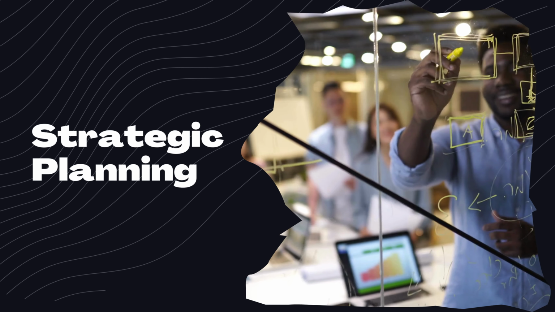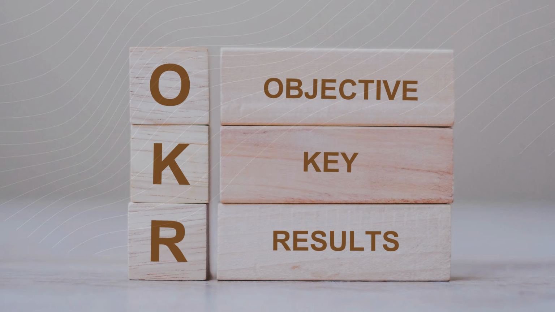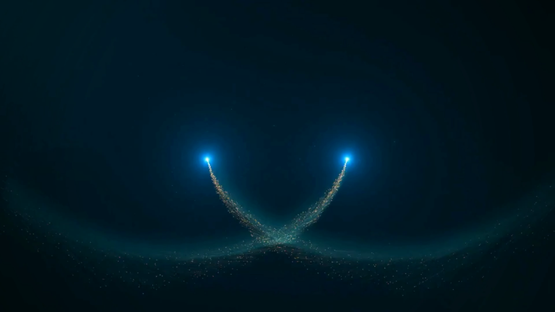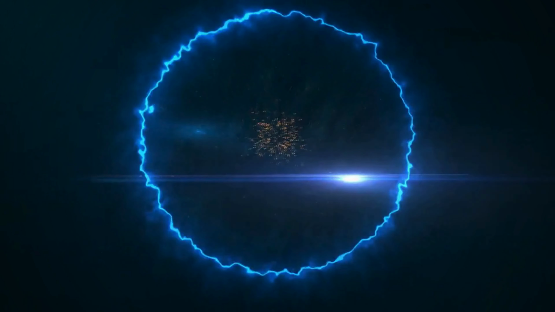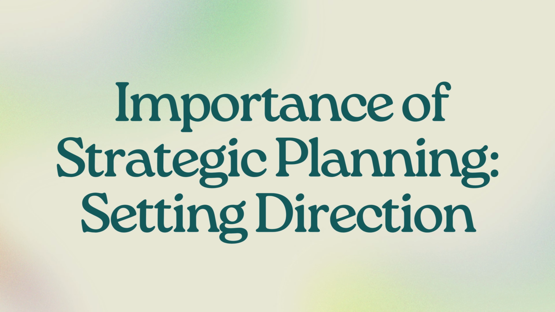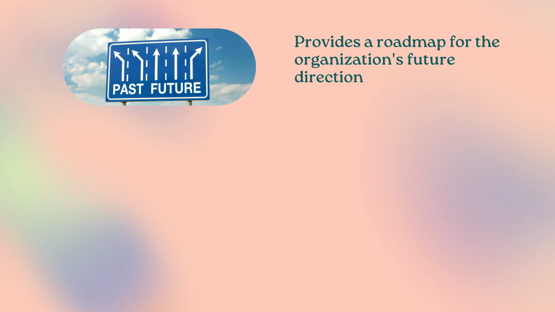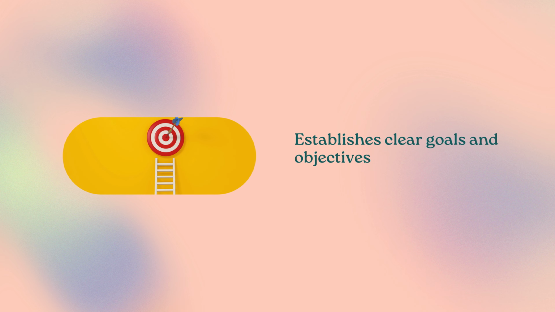Let's start with a brainstorming question. Why do you think strategic planning is crucial for organizations? We'll be covering several key terms and concepts, including strategic planning, mission and vision statements, SWOT analysis, and objectives and key results.